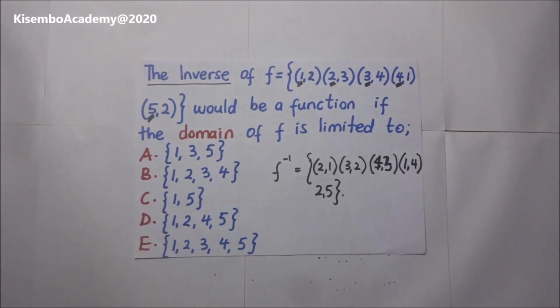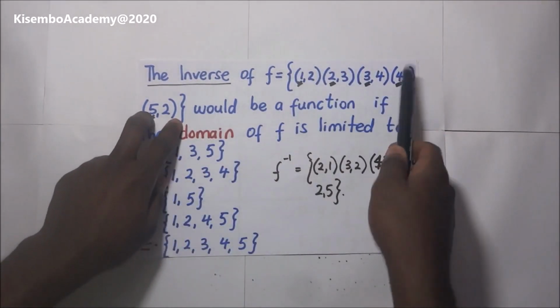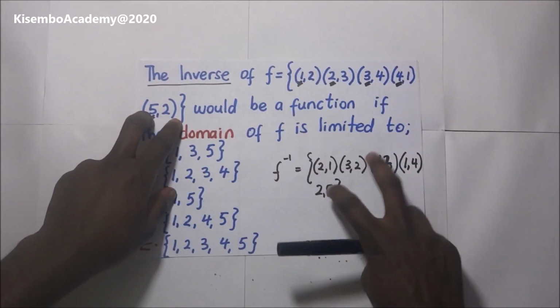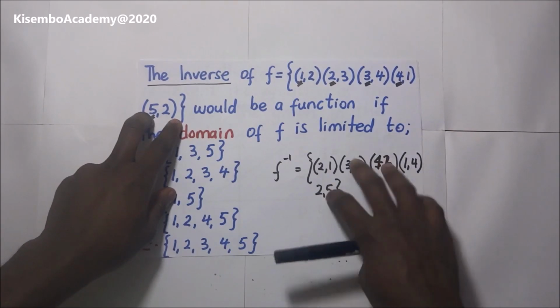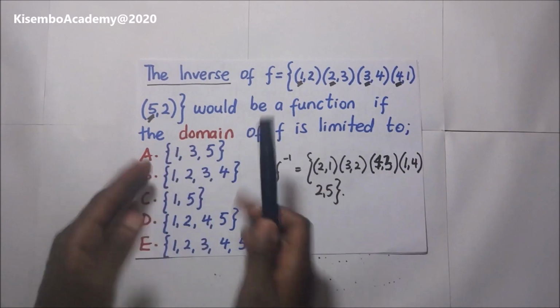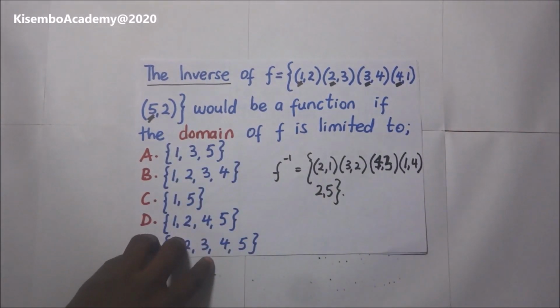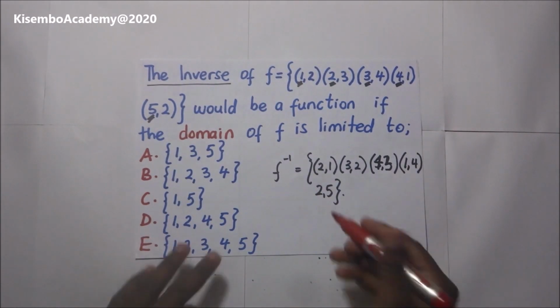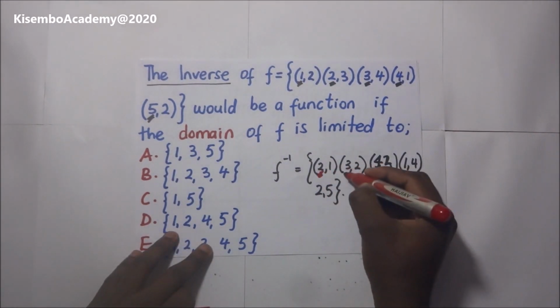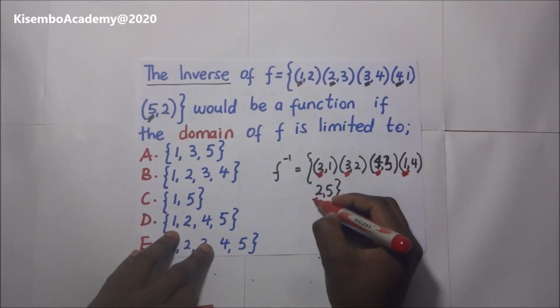So now the question is talking about the inverse of these ordered pairs, and the inverse is this one right here. They're telling us that this inverse would be a function if the domain of f is limited to a certain set of numbers. Now let's look at the domain of this inverse. We have 2, 3, 4, 1, then 2 again.